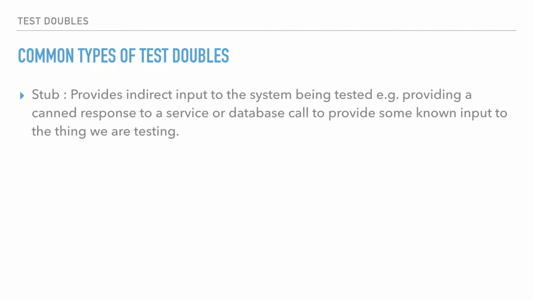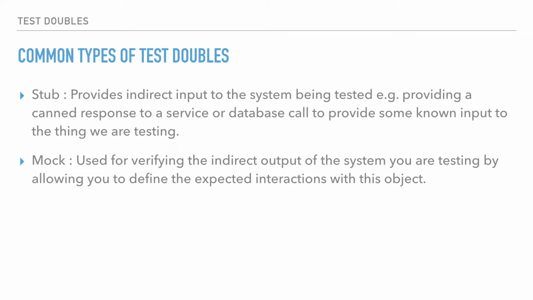The second type of test double is what I found to be the most commonly used one, and that's the mock. So the official, if you like, definition of a mock object is one that's used for verifying the indirect output of the system you're testing, and it does this by first allowing you to define the expected interactions with this object. You would then provide the mock object to your code, maybe as a parameter to the function you're calling, or maybe on construction.